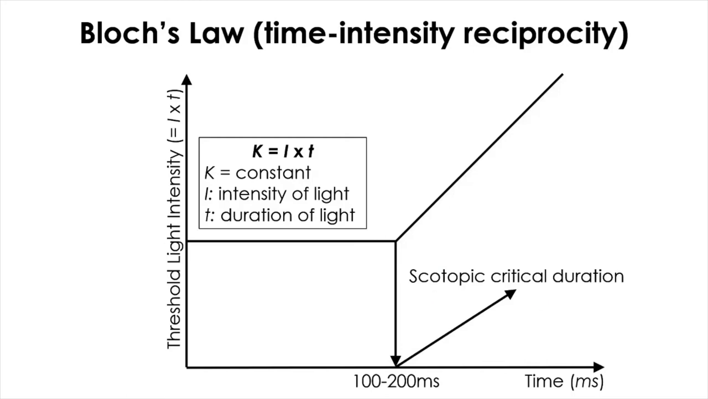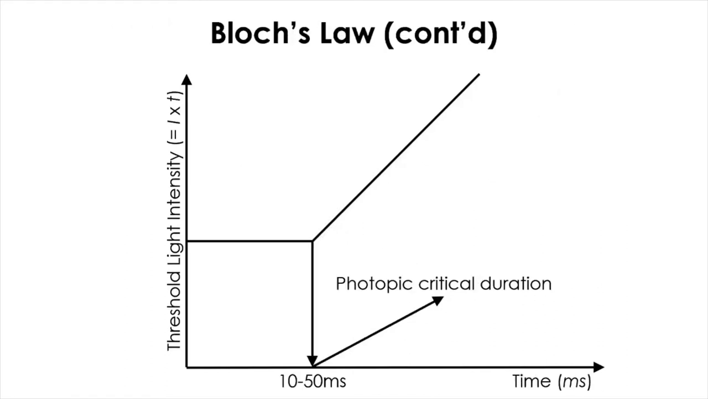For example, when the luminance is halved, a doubling in stimulus duration is required to reach threshold. On the other hand, when luminance is doubled, the threshold can be reached in half the duration. Beyond the critical duration, threshold is only dependent upon luminance rather than the product of luminance and duration. This relationship is shown on the graph here in the case of scotopic vision. It is basically the same for photopic vision, but the photopic critical duration is much shorter.